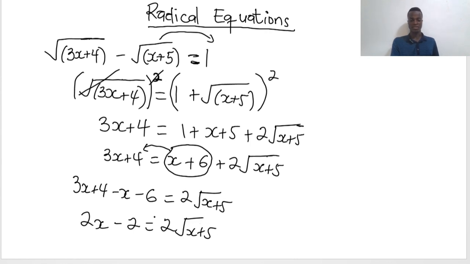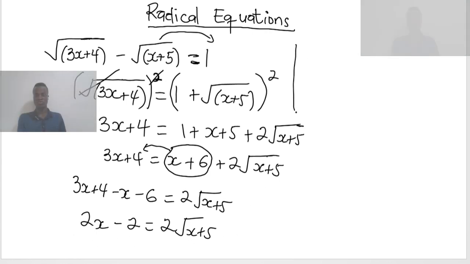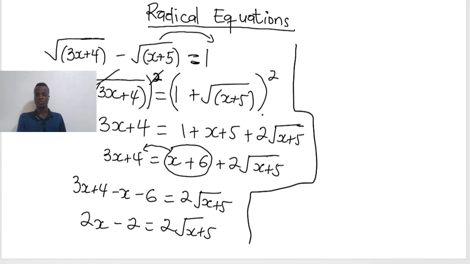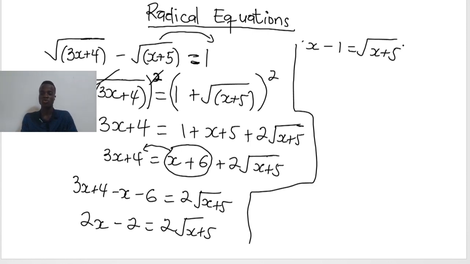Wow, this is simple. We can divide it through by 2, right? You can easily divide through by 2. So if you divide through by 2, we have x minus 1 is equal to square root of x plus 5. Now successfully we have the square root on one side of the equation. So what should happen? We need to square both sides again.